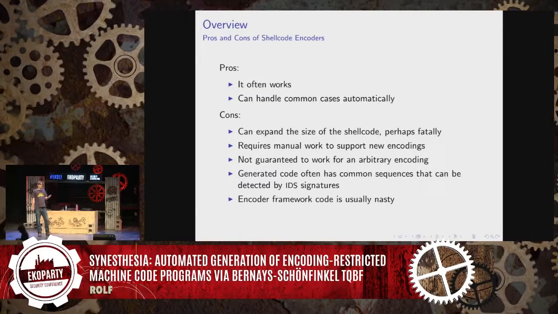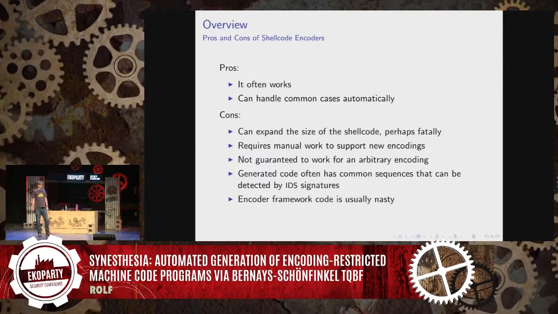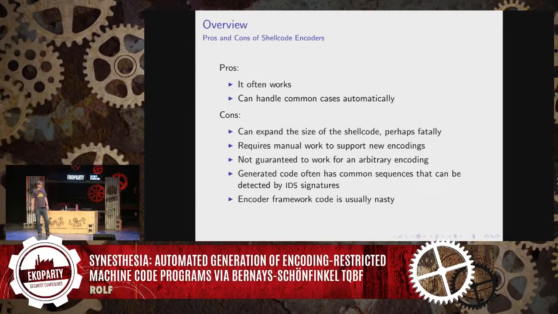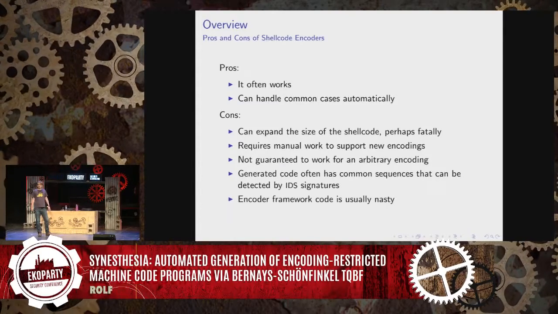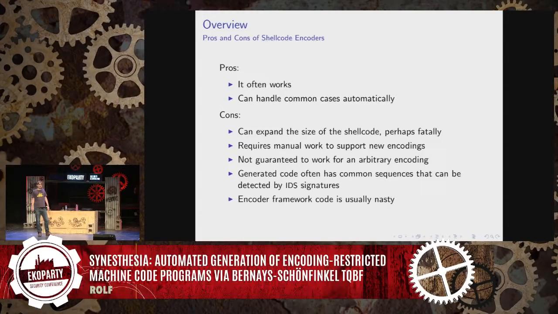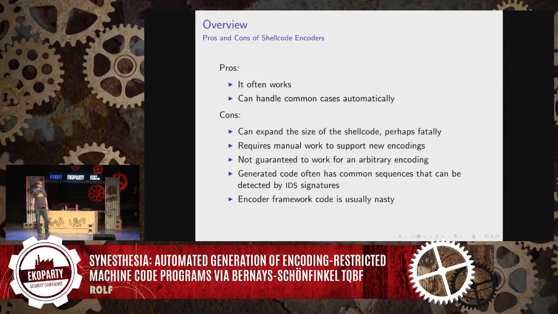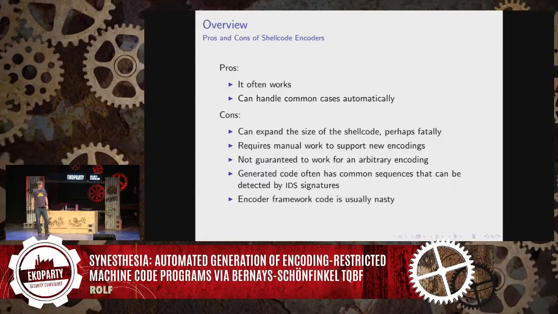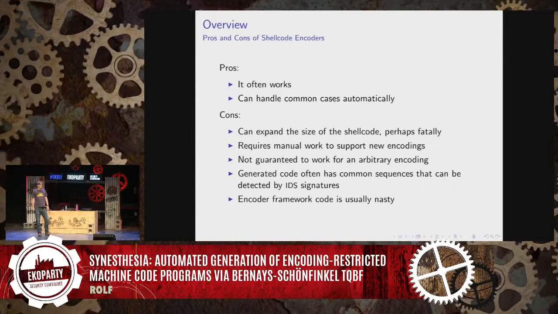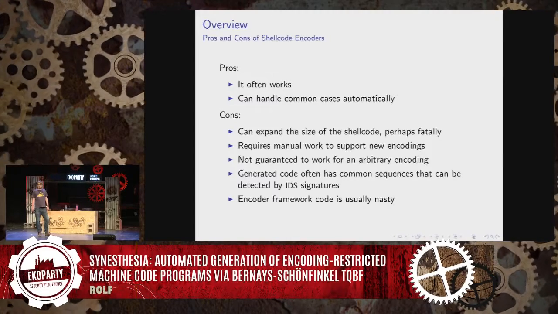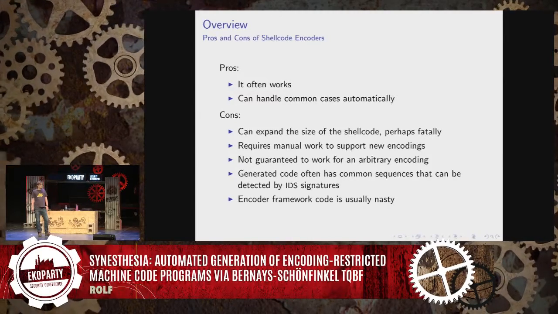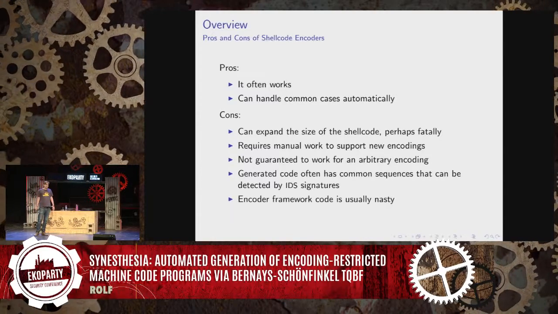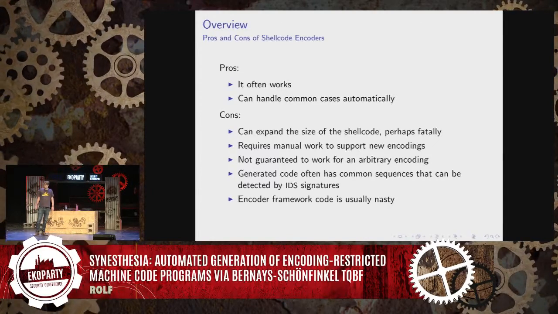When you're actually writing these tools, you're going to have to do a lot of manual work in order to figure out how to implement the decoder within the restrictions. It's not actually guaranteed to work. It's possible that within your encoding there is a way to encode the shellcode, but your tool is not going to find it. And these things often produce common byte sequences that may be detected by IDS signatures. And if you look at the code for these things, it's often really nasty and hard to extend and hard to understand what's going on.